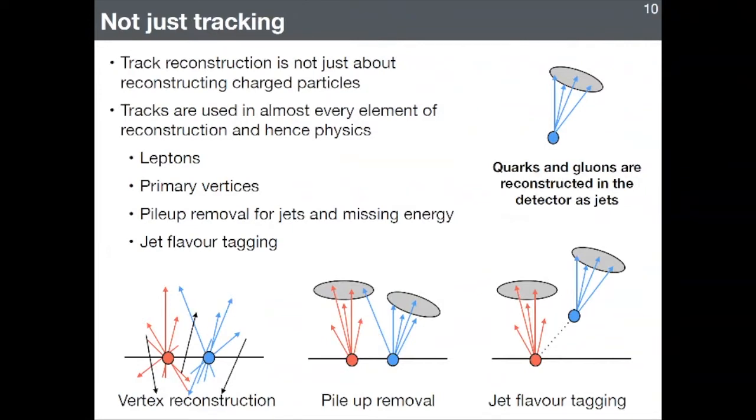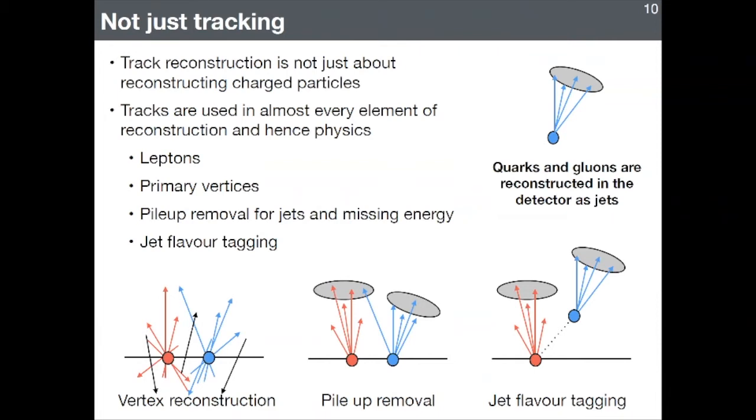Now, track reconstruction is not just about reconstructing charged particles. Tracks are used in basically every element of reconstruction and hence physics. Luckily, I don't need to tell you what a jet is. Ben gave a nice little introduction in his talk. However, in all the objects that you think about, things like leptons, primary vertices, even pileup removal for jets and missing energy, and flavor tagging, each of these is using tracks.